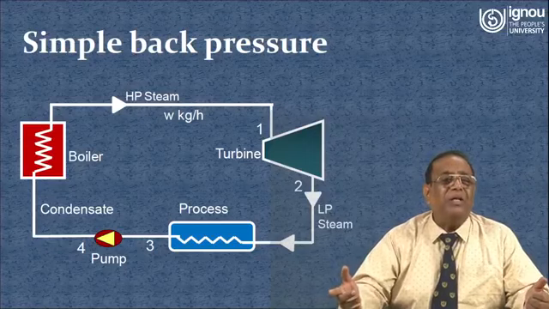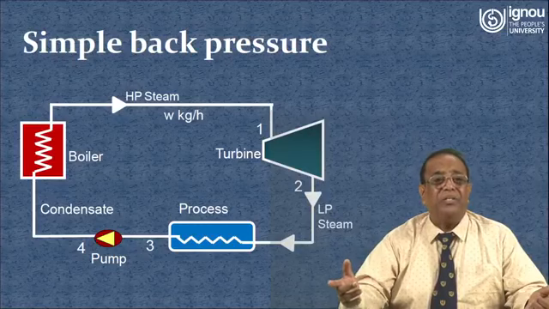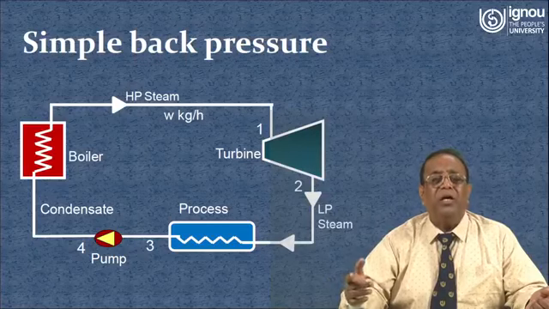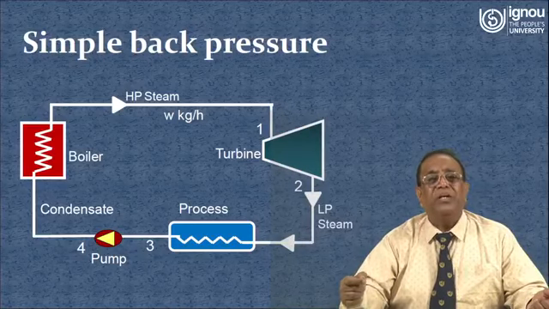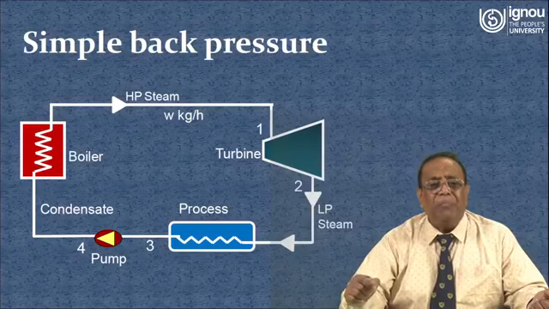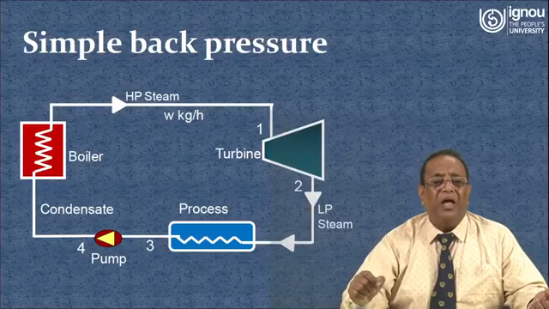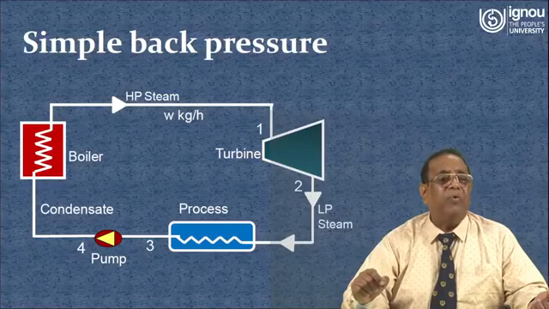In this case the boiler generates high pressure, high temperature steam. That steam enters the turbine at point 1, the entry point of the steam in the turbine. Point 2 is the exit point of the low pressure, low temperature steam, and at point 2 it enters the process heater. Point 3 is the exit point of the process heater, which is also the entry point of the pump, and point 4 is the exit point of the pump and entry point of the boiler.